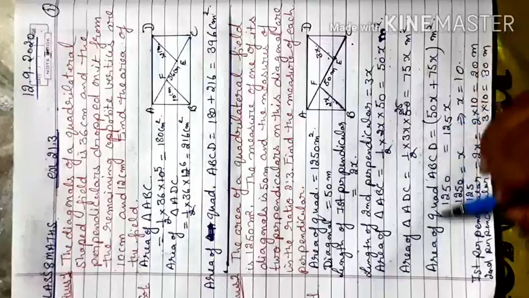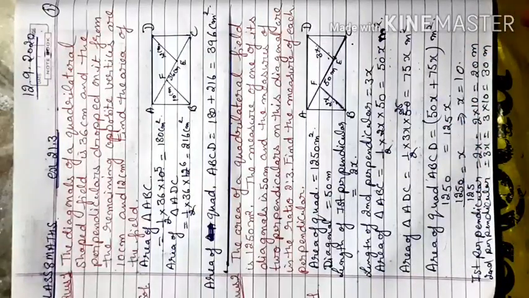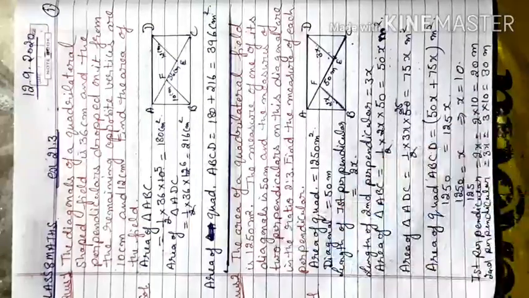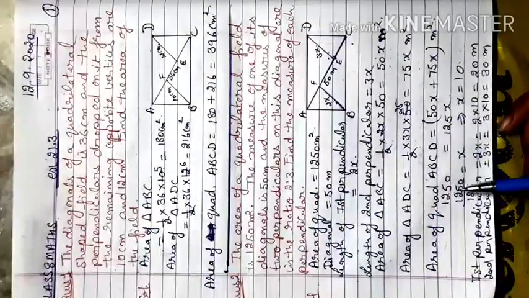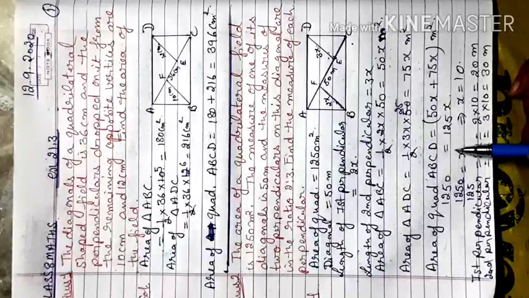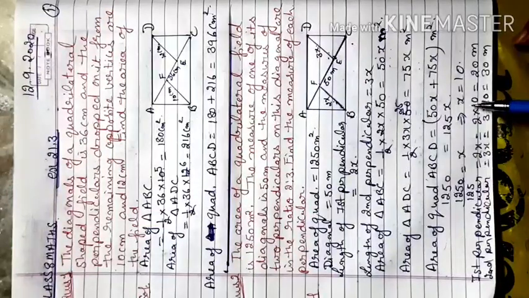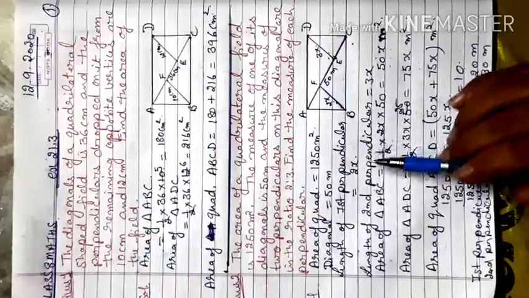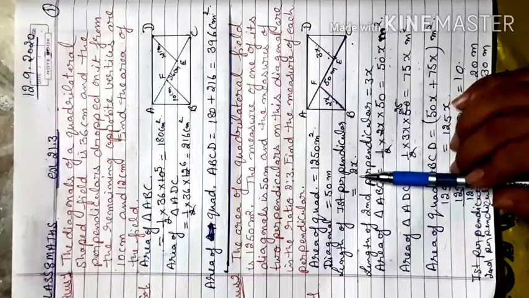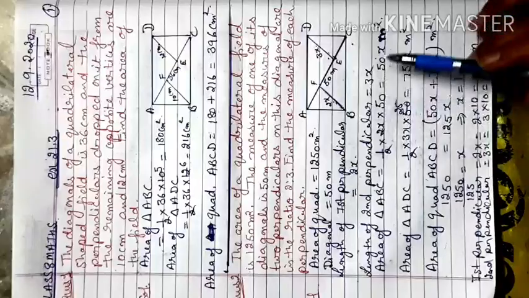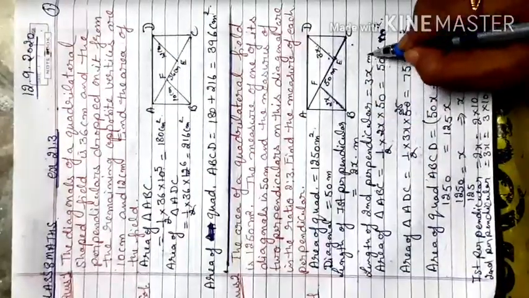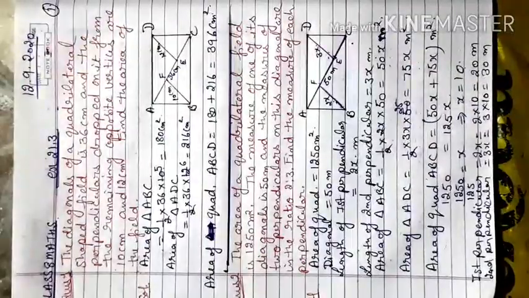Now when you add these, that gives you the area of quadrilateral ABCD, but in your question the area of the quadrilateral is given as 1250 meters square. So we compare with 1250. After calculation we get x equal to 10. When you get x equal to 10, you apply it here. The length of the first perpendicular is 2 into 10, 20 meters, and the second perpendicular length is 30 meters.